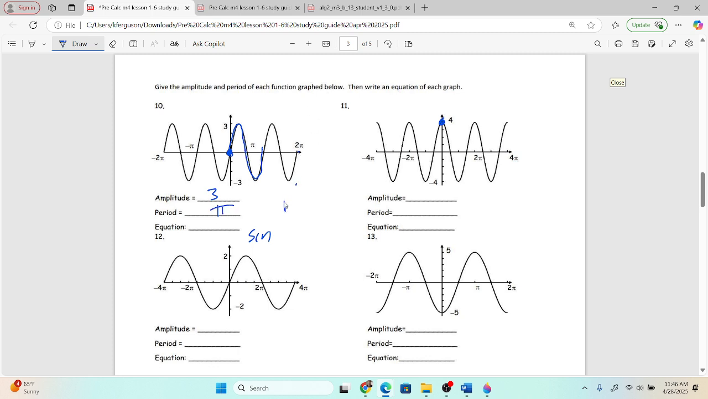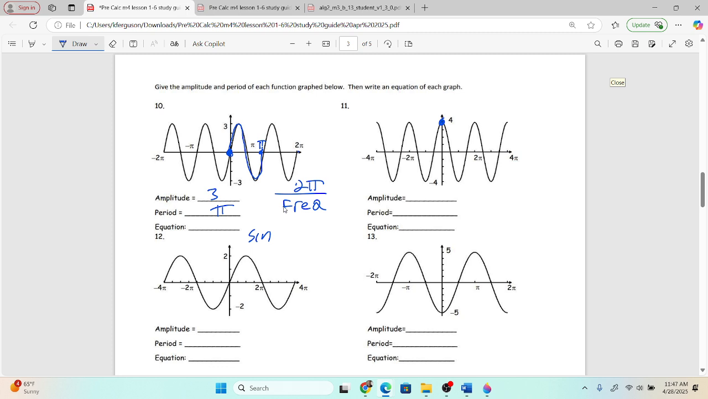Thank you, ma'am. For the period, you take 2 pi and divide it by your frequency. We just said that the frequency was 2. That pi should probably be right here. That might be why it's confusing. But that's what that pi means. That pi right here is 1 cycle, and then 2 pi is 2 cycles. So there's a frequency of 2 for this.